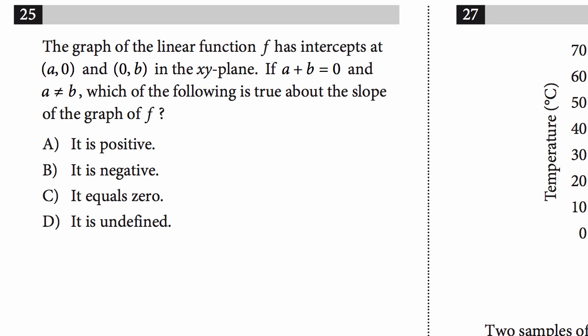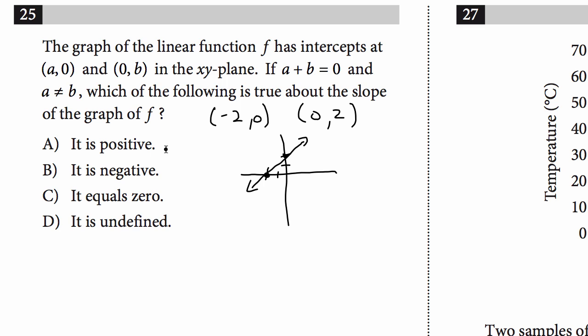All right, number 25. This one says the graph of the linear function f has intercepts at (a, 0) and (0, b) in the xy plane. If a plus b is 0 and a does not equal b, which of the following is true about the slope of the graph of f? So again, my big tip with these questions, I would just draw a picture, pick some numbers. Why don't we make this -2, 0, and this could be 0, 2. And you could just draw a quick picture. So -2, 0 is here, and 0, 2 is there. So that's positive.